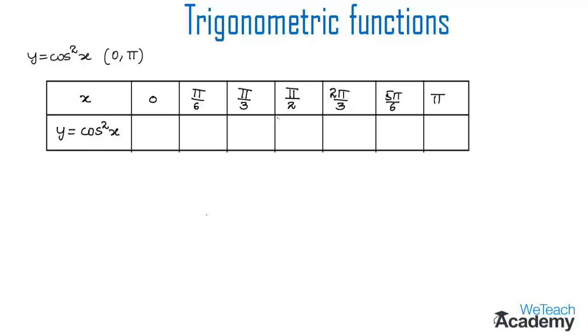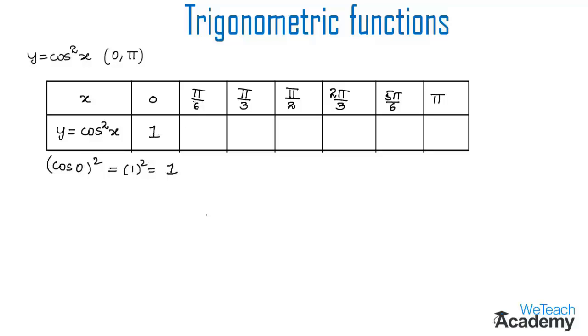Now, by substituting the value of x in the equation, we get the value of y. Here, x is 0. So by substituting, we get cos 0 square. The value of cos 0 is 1, so 1 square will be equal to 1. Hence we get the value of y when x is equal to 0, that is 1.